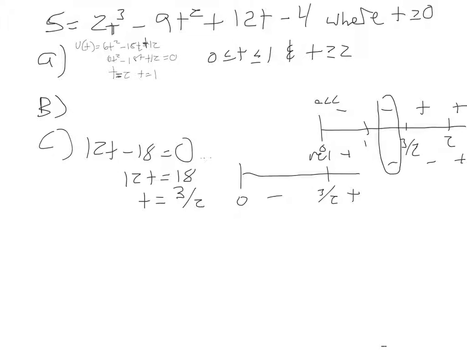Like I said, the College Board likes that question. They like to ask you, when they give you a position function, where is the particle speeding up or where is it slowing down? And you've got to do all of this work. You just can't guesstimate it. You gotta find where your velocity function is positive, negative, where the acceleration function is positive and negative, and then remember the relationship between the two. If the signs are the same, you're speeding up. If the signs are opposite, you're slowing down.